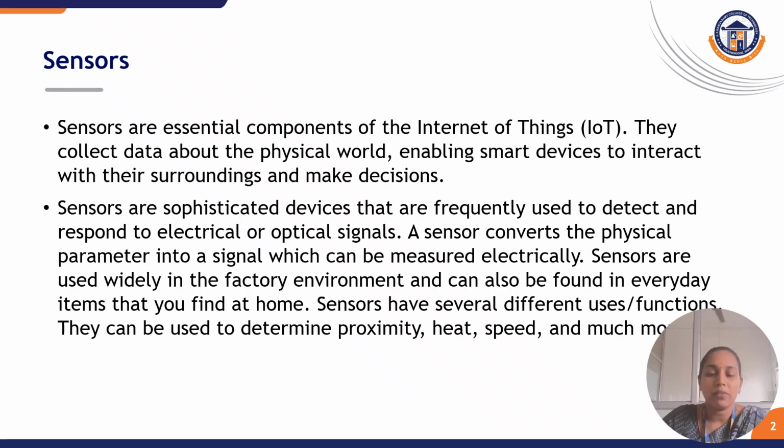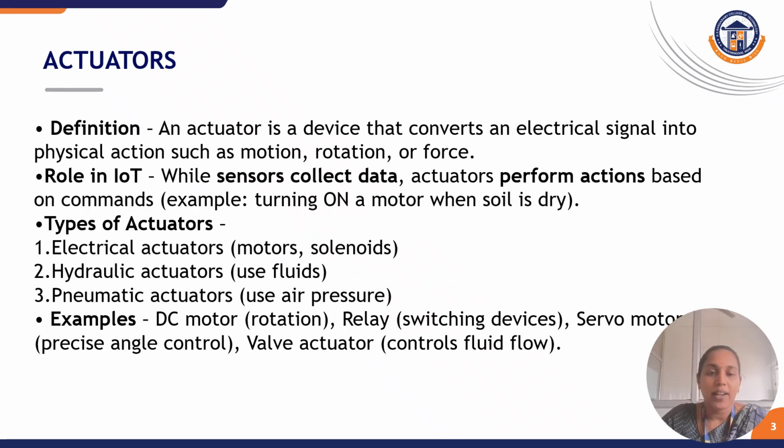There are different types of sensors we have. They can be used to determine proximity, heat, speed, and much more. Next, actuators. An actuator is a device that converts an electrical signal into a physical action such as motion, rotation, or force. Their role in IoT: while sensors collect data, actuators perform actions based on commands. For example, turning on a motor when the soil is dry.